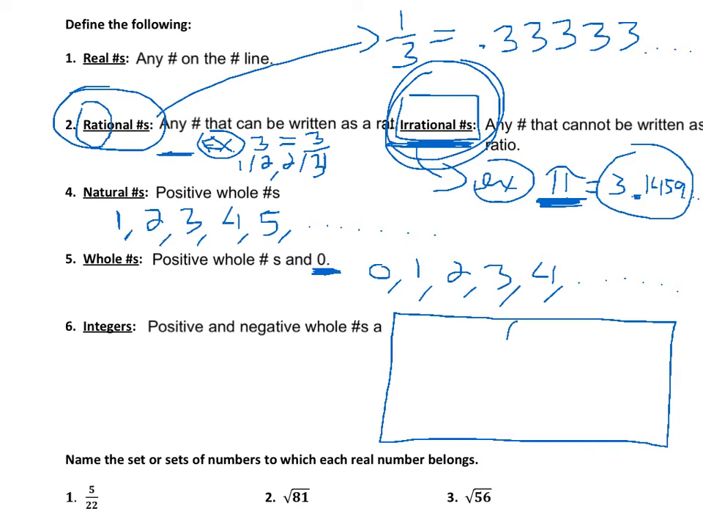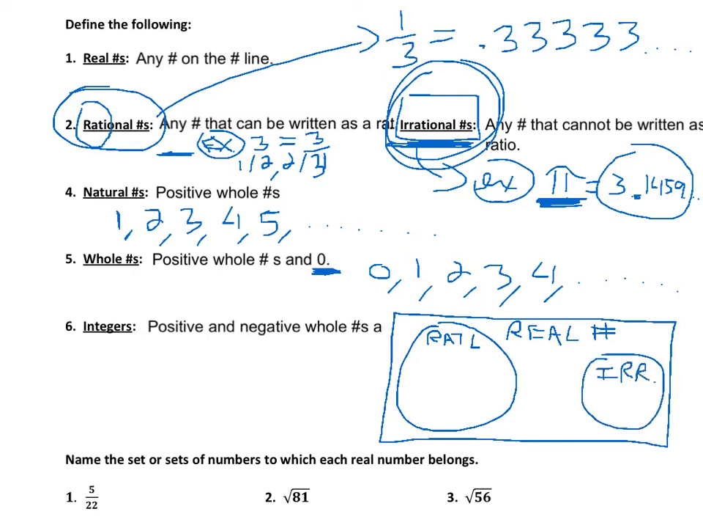And then everything in this square is all real numbers. So any number on the real number line. Now I'm going to draw a circle. And basically real numbers are split into either rational numbers, so put RATL, or irrational. So put IRR for irrational.